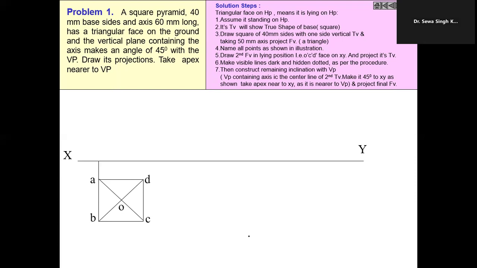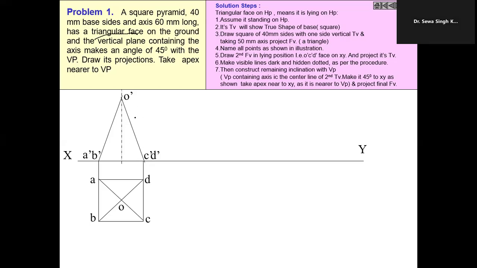We will project its front view. We have B dash, A dash, C dash, D dash, and O dash. Now, in the second step, we consider the first condition given in the question. It is resting in HP on its triangular face. So we have triangular faces in front of us, A, B, O and O, C, D, which appear as an edge in the edge view.